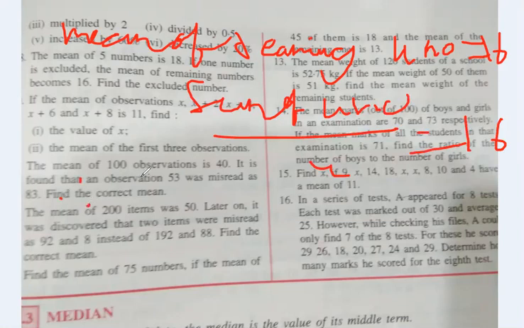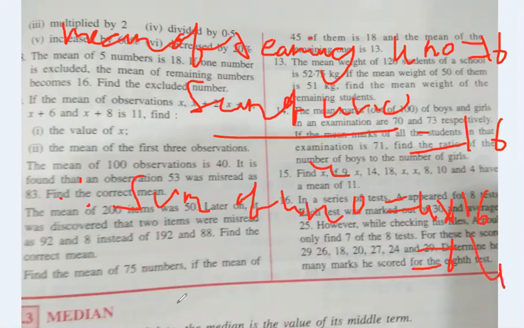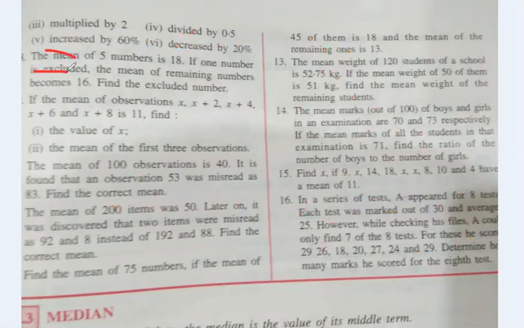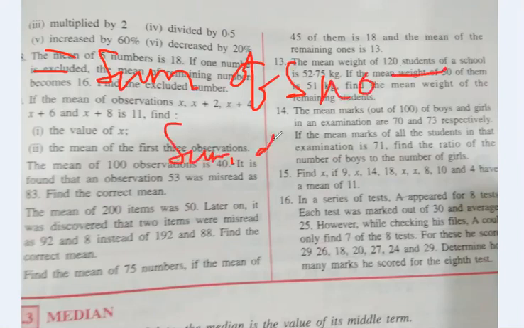Therefore, sum of 4 numbers is equal to 4 into 16 is equal to 64. Therefore, excluded number is equal to sum of 5 numbers minus sum of 4 numbers is equal to 90 minus 64 is equal to 26.